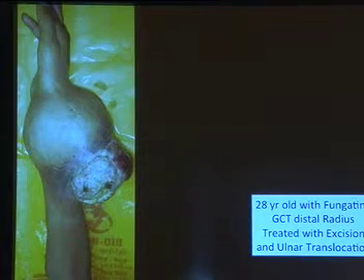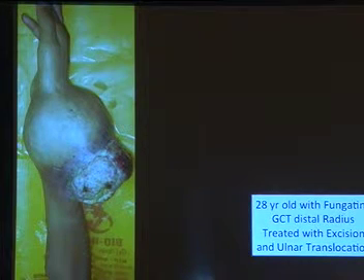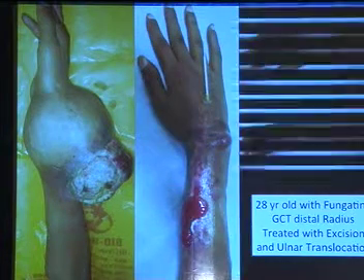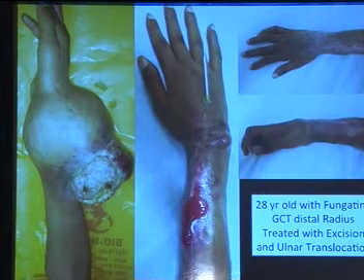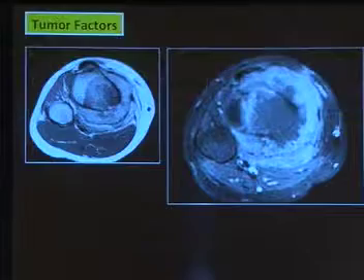So that's a 28-year-old fungating GCT, and I agree, fungating GCTs are different tumors, they're not sarcomas, treated with excision and ankle translocation. That's the patient, and that's the wire that is holding on to the translocation, and the patient is doing pretty well after everything is out, and the skin has healed.